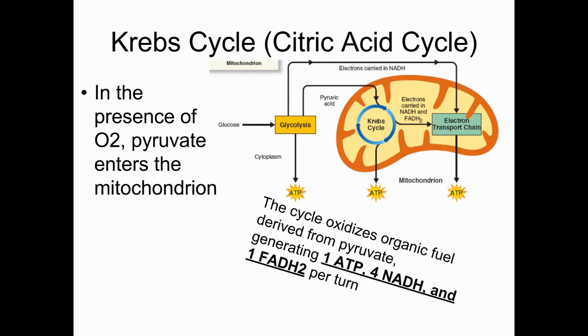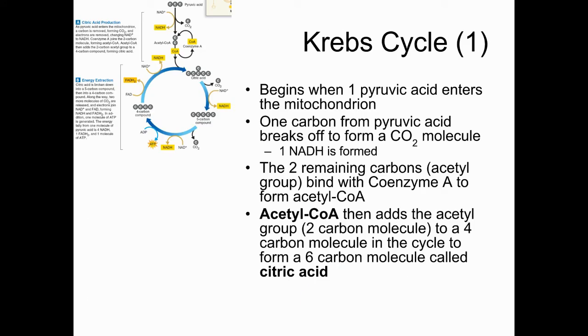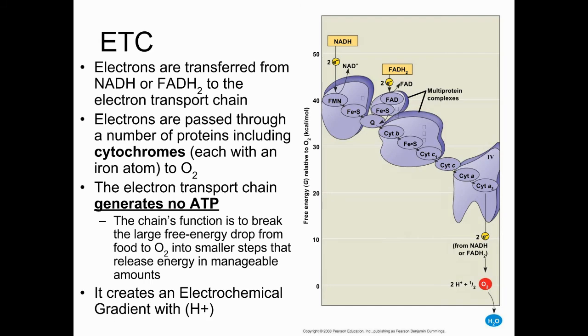We just finished glycolysis. We have our pyruvic acid. That pyruvic acid passes through the membrane of the mitochondria and goes to the internal part of the mitochondria. Let me just see real quick. I think I moved that slide.